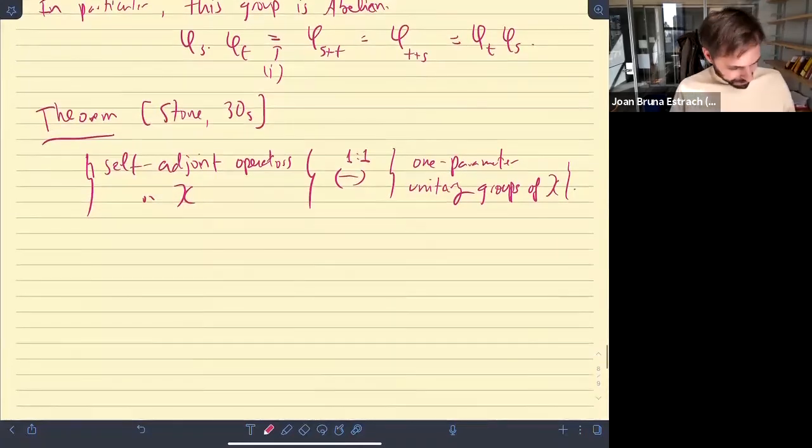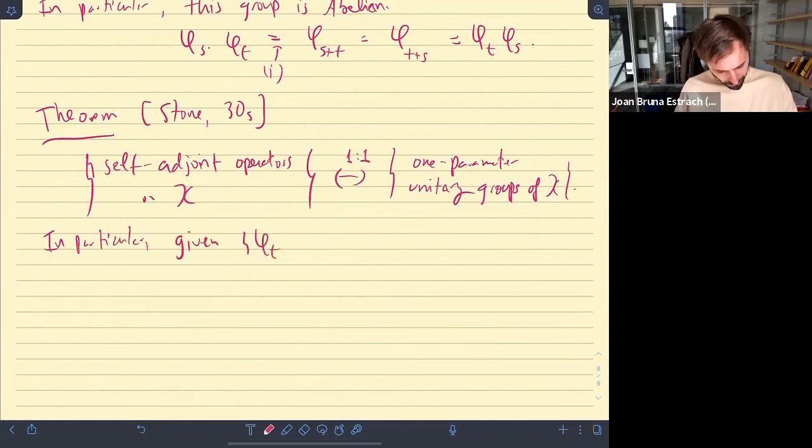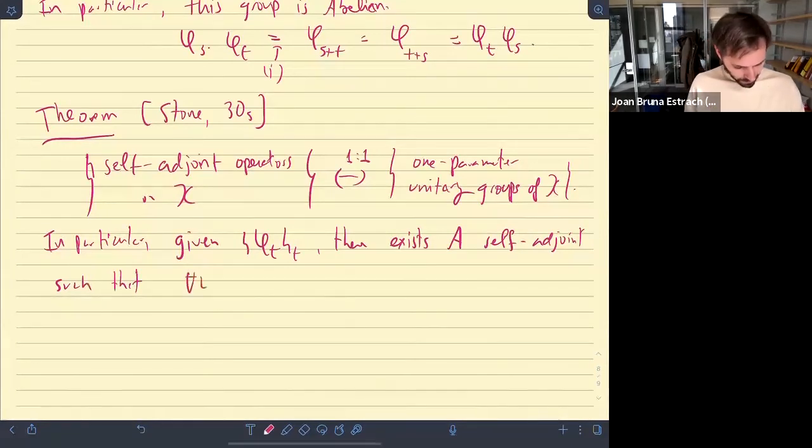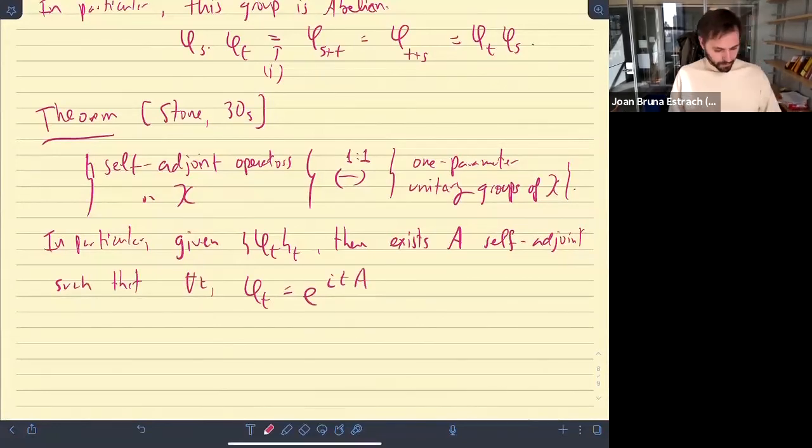So what does it mean? Just to try to make it a bit more concrete, right? So in particular, given a group of this form, there exists A that is self-adjoint, so it means that it's symmetric, such that for all t, I can express this operator using functional calculus. Right? So I can just think of it as the complex exponential of some self-adjoint operator. Okay, so this is like a matrix exponential.